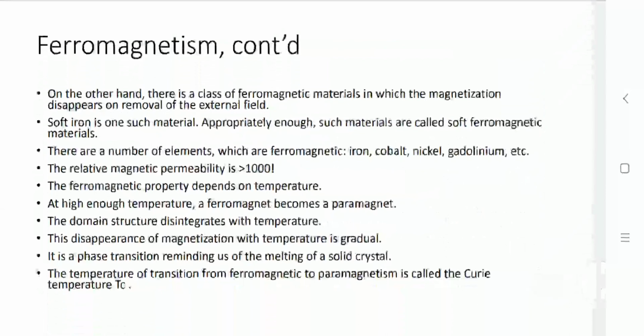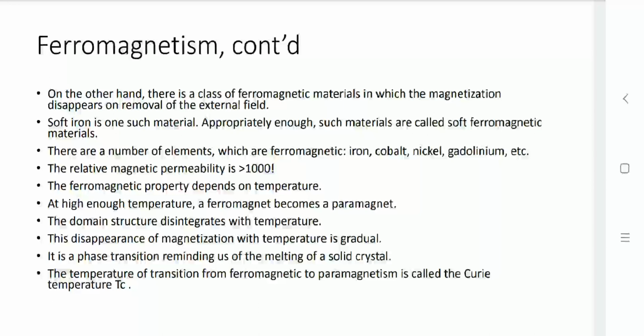Some materials, after removing the external field, lose their magnetization gradually. This is known as a soft material or soft ferromagnetic material, like soft iron. These are materials such as cobalt, nickel, gadolinium. Their relative permeability is greater than 1000.